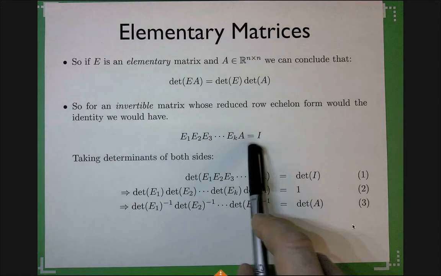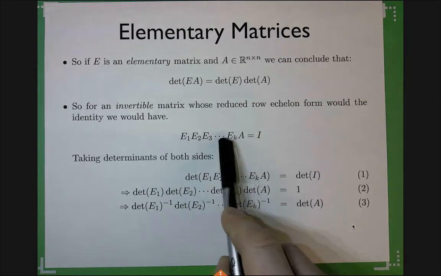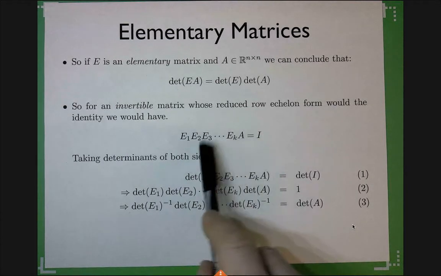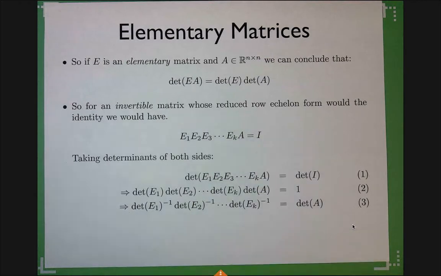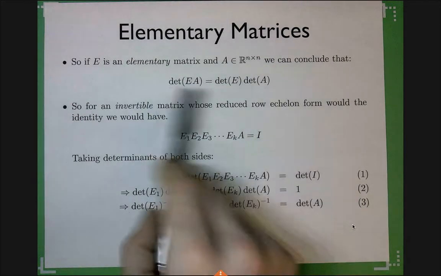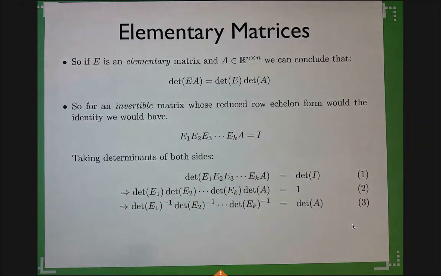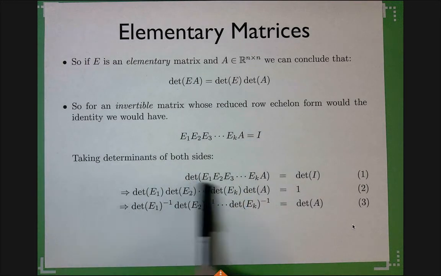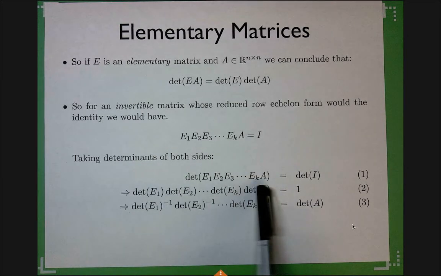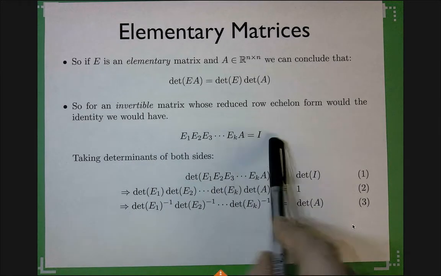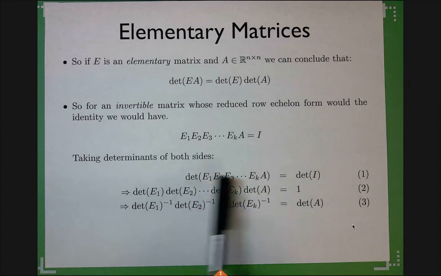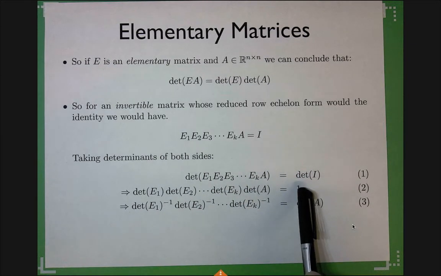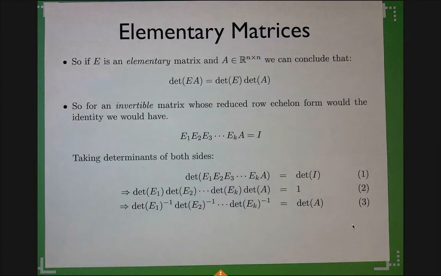And the way I get to the reduced row echelon form is by a sequence of elementary row transformations E. So I apply a sequence of these elementary row transformations, and I get to identity. Now using this property tells me something very, very important about the determinant of A. First of all, this is identity, so the determinant of this is the determinant of identity, which is 1. That's the first defining property of the determinant.